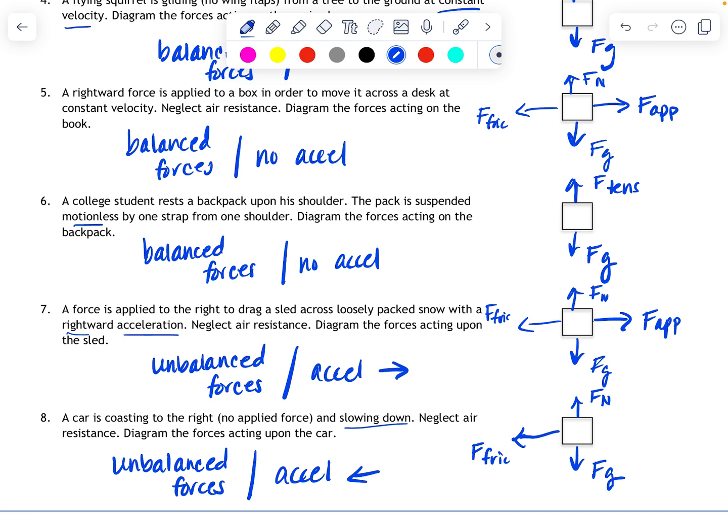Okay, so there's your kind of introduction to more free body diagrams. Hope that's helpful.